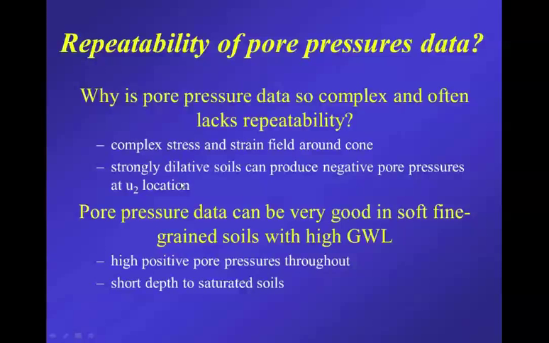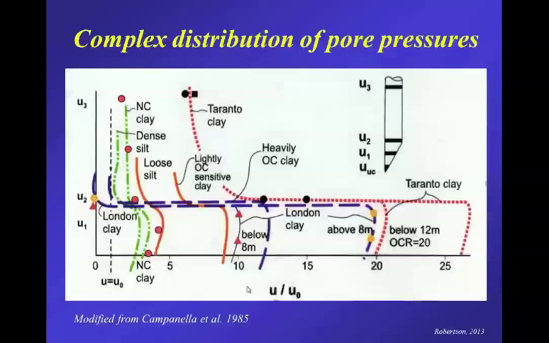Whereas when the soil comes around the shoulder, there's a large stress relief in terms of normal stresses, but large shear stresses. So the pore pressure response is dominated by the shear response. If you have a dilative soil, you can get negative pore pressures. But pore pressures can be very good in soft, fine-grained soils with a high groundwater table, because you've got high positive pore pressures throughout and a short depth often to the saturated soils.